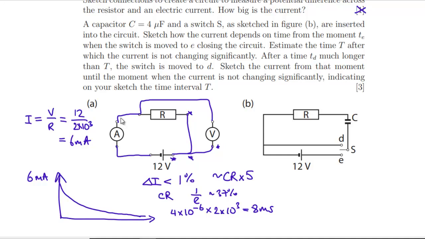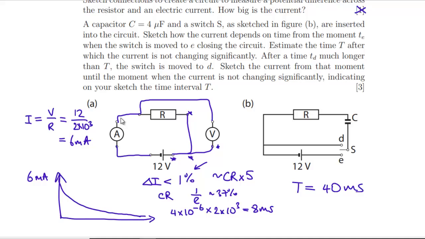It says estimate, and significant is open to interpretation. At least we've given some idea of what we consider to be insignificant, less than 1%. So we'll say that T is equal to 40 milliseconds. But you could go for anything really, as long as it's not huge, or small, as long as it's long enough to have reached not changing that much.